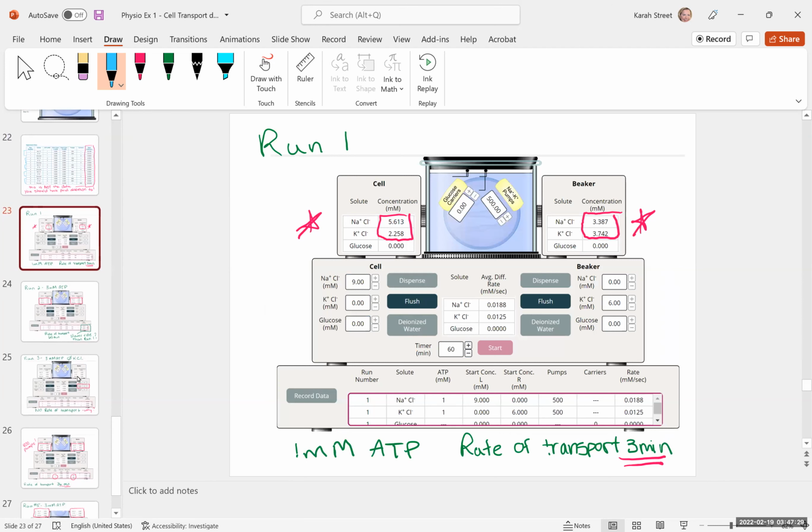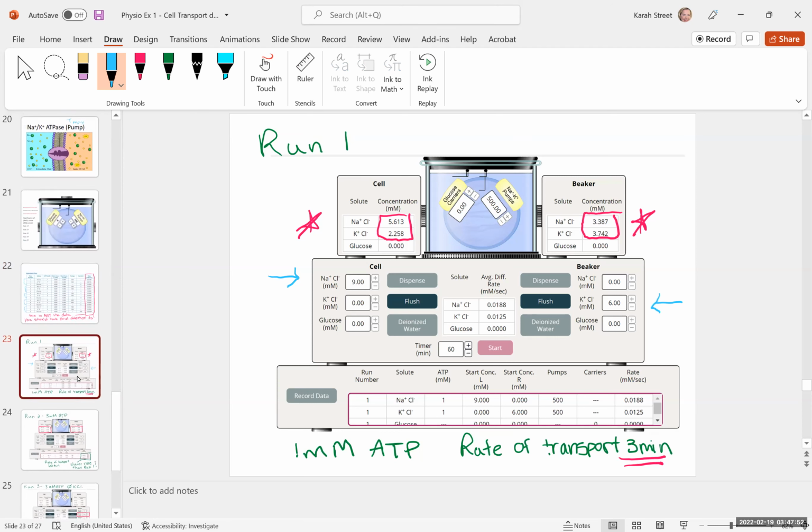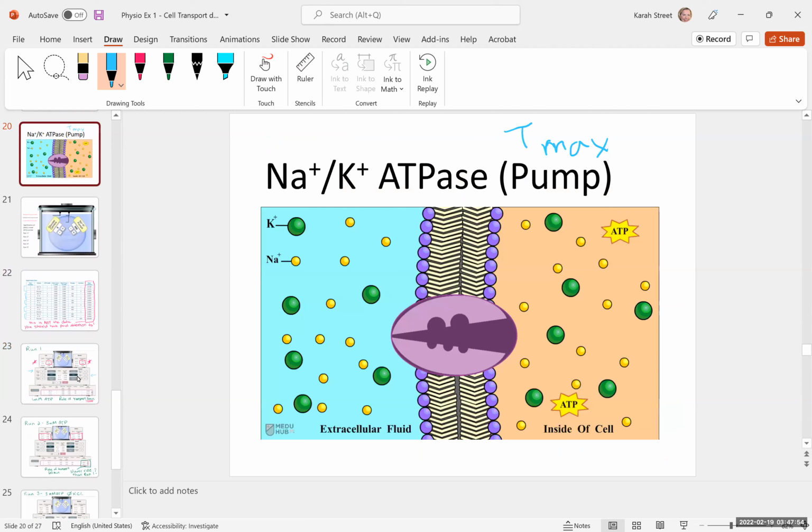In run number 1, I want you to notice that we had 9 millimolar sodium chloride on one side and 6 millimolar potassium chloride on the other side. 9 millimolar to 6 millimolar. That's a 3:2 ratio. Why is that 3:2 ratio important?